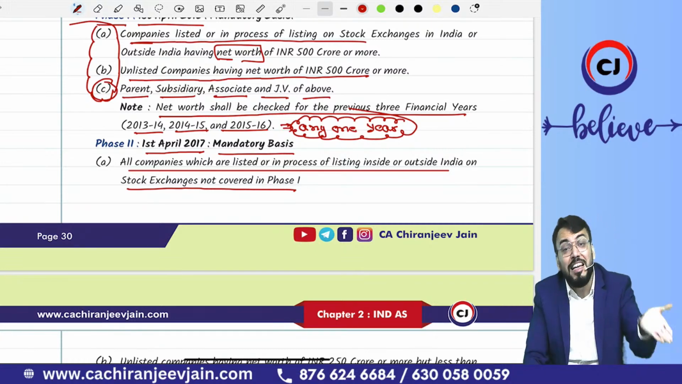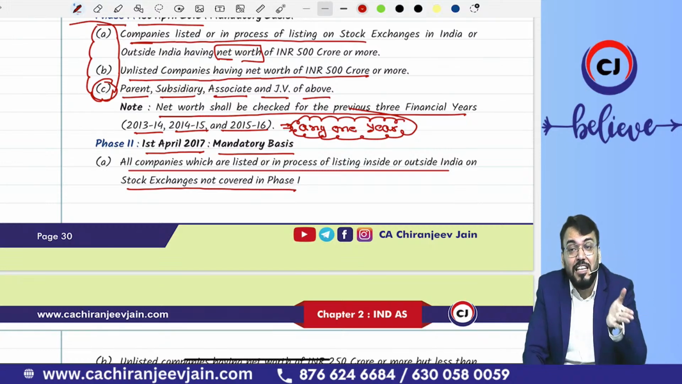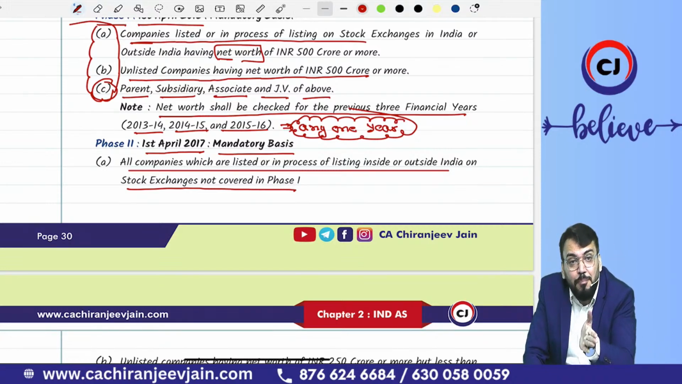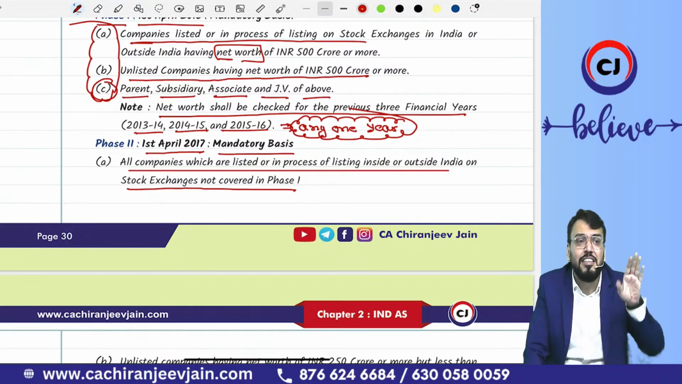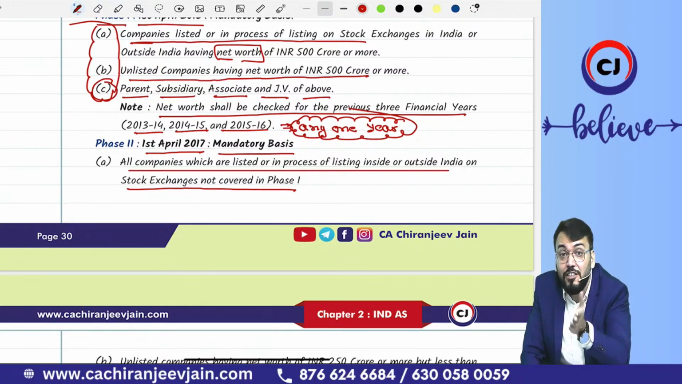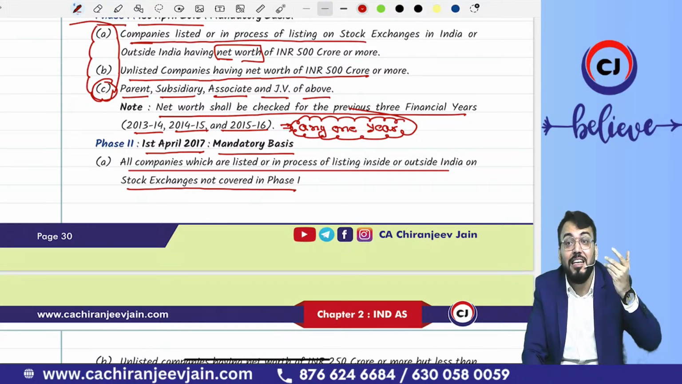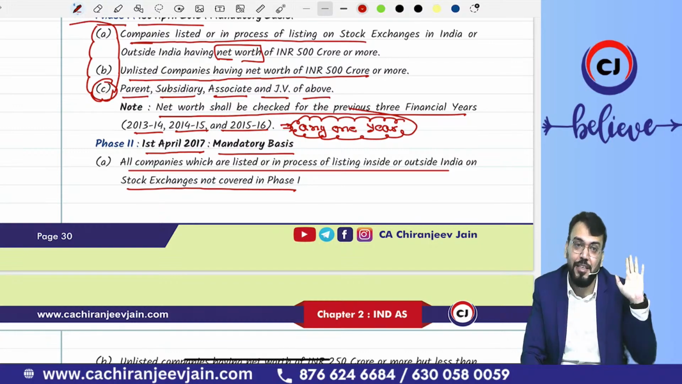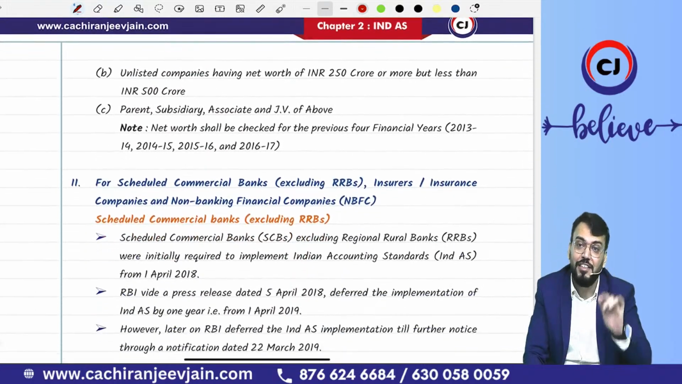So, for the balance companies, Ind AS will be applicable from 1st April 2017. Can I say in this way that from 1st April 2017, all listed companies, Ind AS will be applicable? All listed companies, Ind AS will be applicable. Correct? But not all unlisted companies.